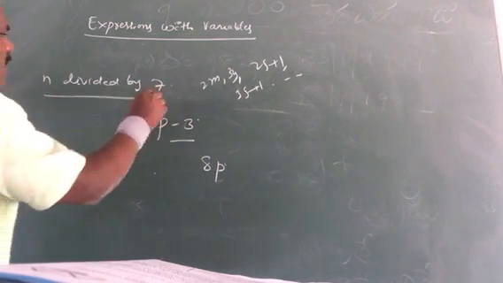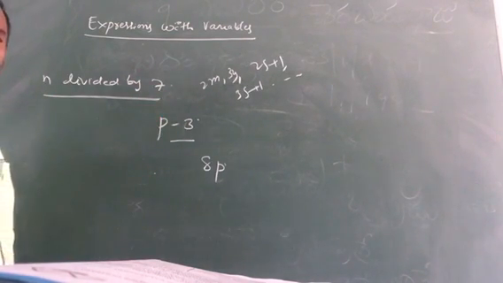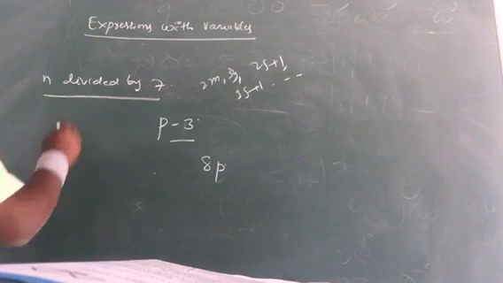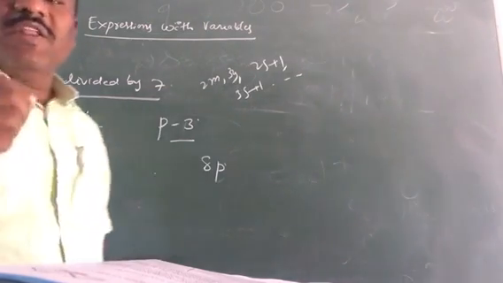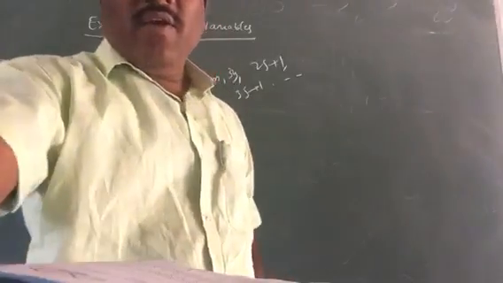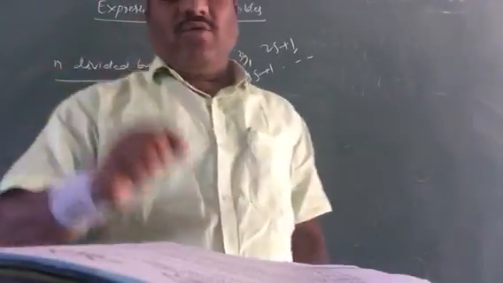So how can we write an algebra expression? Simple. n by 7. This is the algebra expression where n is a variable.